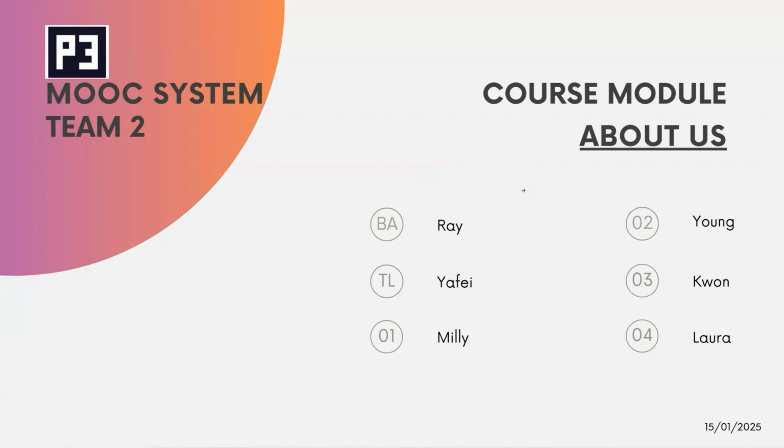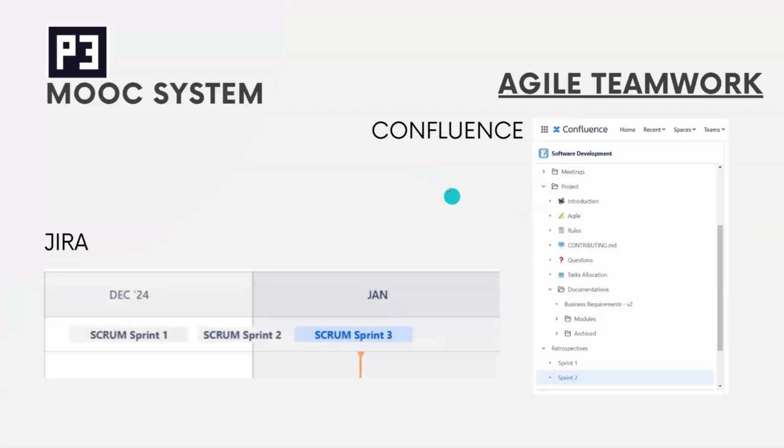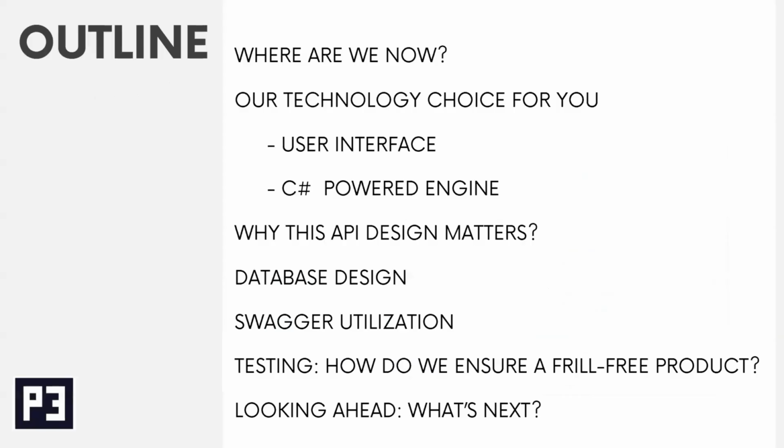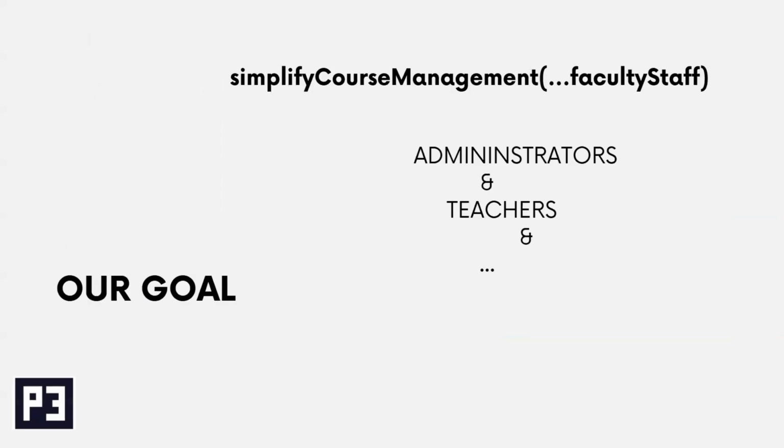Since most of us have jobs, we heavily rely on Confluence and Jira to manage our project. We're currently at Sprint 3. Our demo includes topics like our current progress, technology stack, API design, database design, and testing. The team leader will wrap up with the future perspective.